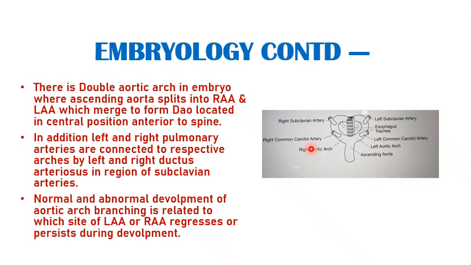There is a double aortic arch in the embryo where the ascending aorta splits into right aortic arch and left aortic arch, which merge to form the descending aorta located in a central position anterior to the spine. In addition, left and right pulmonary arteries are connected to respective arches by left and right ductus arteriosus in the region of subclavian arteries. Normal and abnormal development of aortic arch branching is related to which side, left aortic arch or right aortic arch, regresses or persists during development.